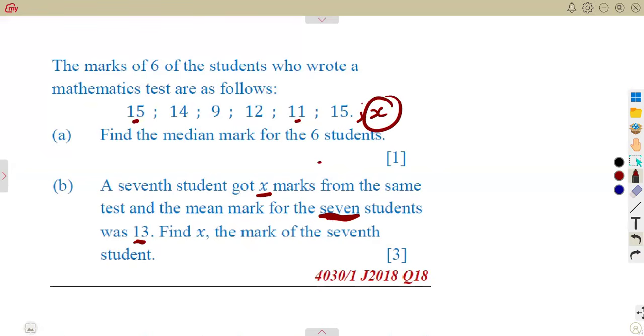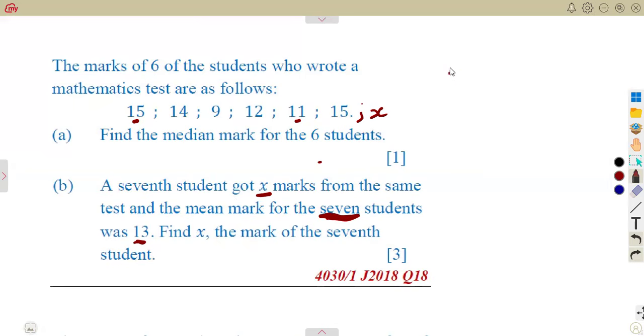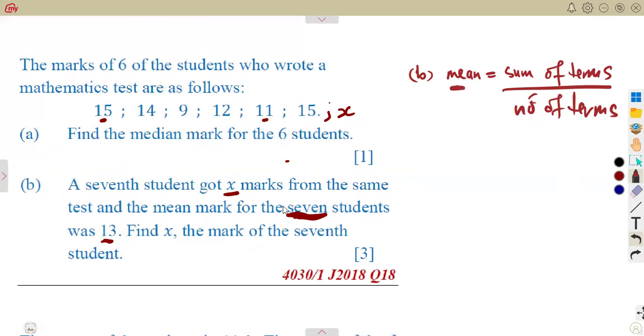Find X. Remember, when you're calculating the mean, guys, we are given the mean. So it's an equation. Remember, how do you calculate the mean? It is the sum of terms over the number of terms. Be careful, this is an exam, guys. They gave us that the mean of the 7, with the 7th student included, is 13.